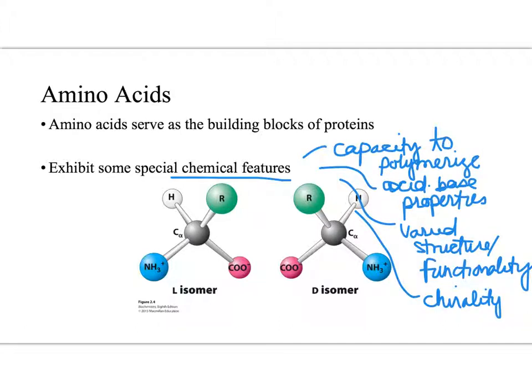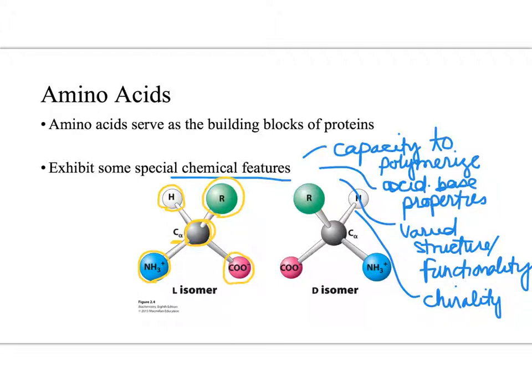The general basic amino acid structure: we have a central carbon, which we call the alpha carbon, labeled here. From the alpha carbon, we see that we have an attached amino group, carboxylic acid group, hydrogen, and then our R group, which is our variable side chain. And the nature of that side chain is going to determine how we classify this amino acid.